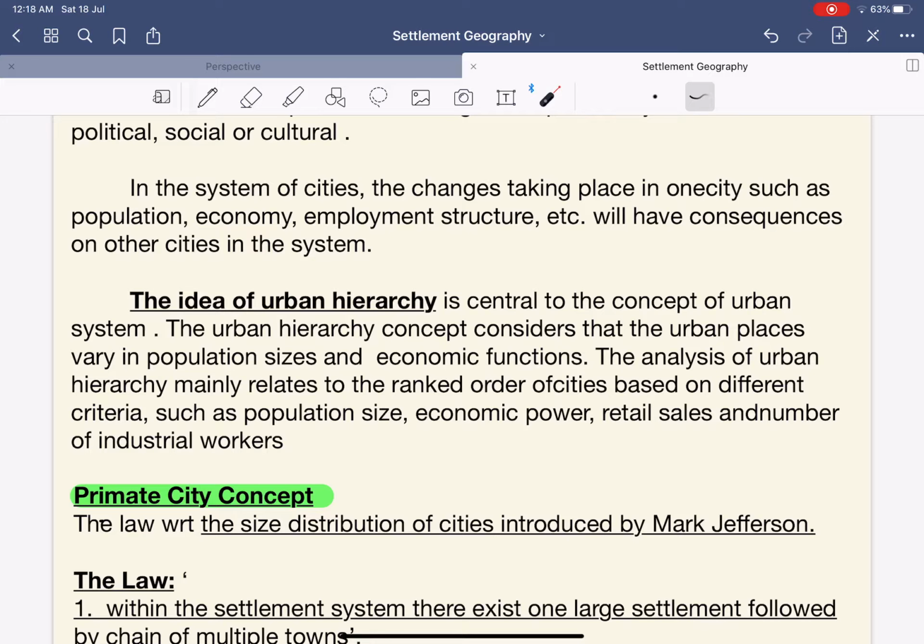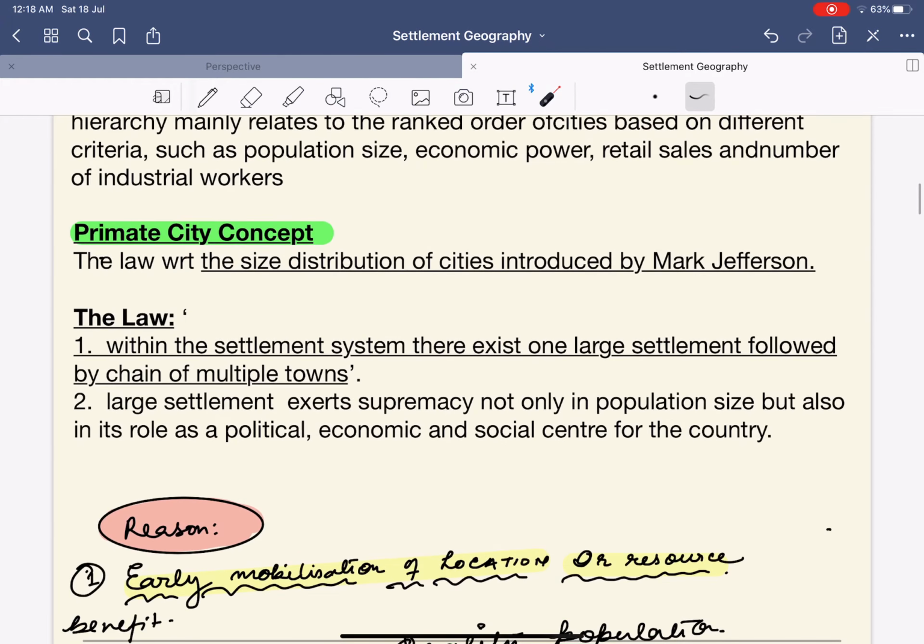Now, what is this primate city? Most of us understand primate as an ape. Please, it is not that. Let us say that primate is nothing but a prime city or a major city. How? Let us first understand who gave it. This actual theory was given by Mark Jefferson.